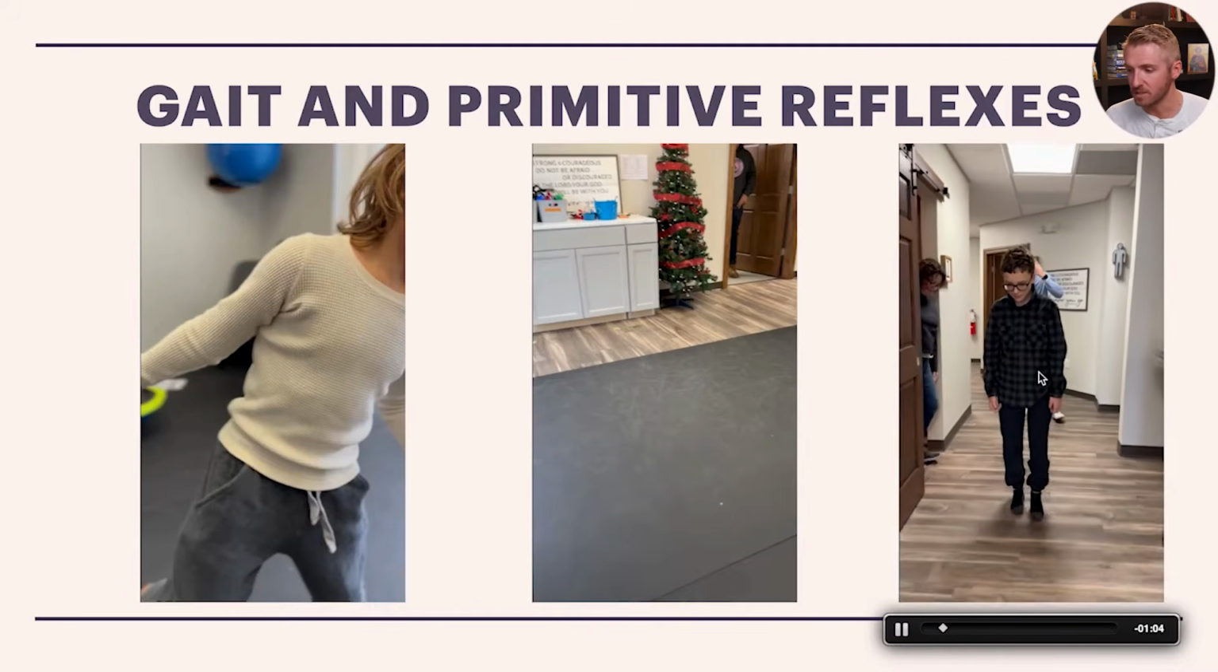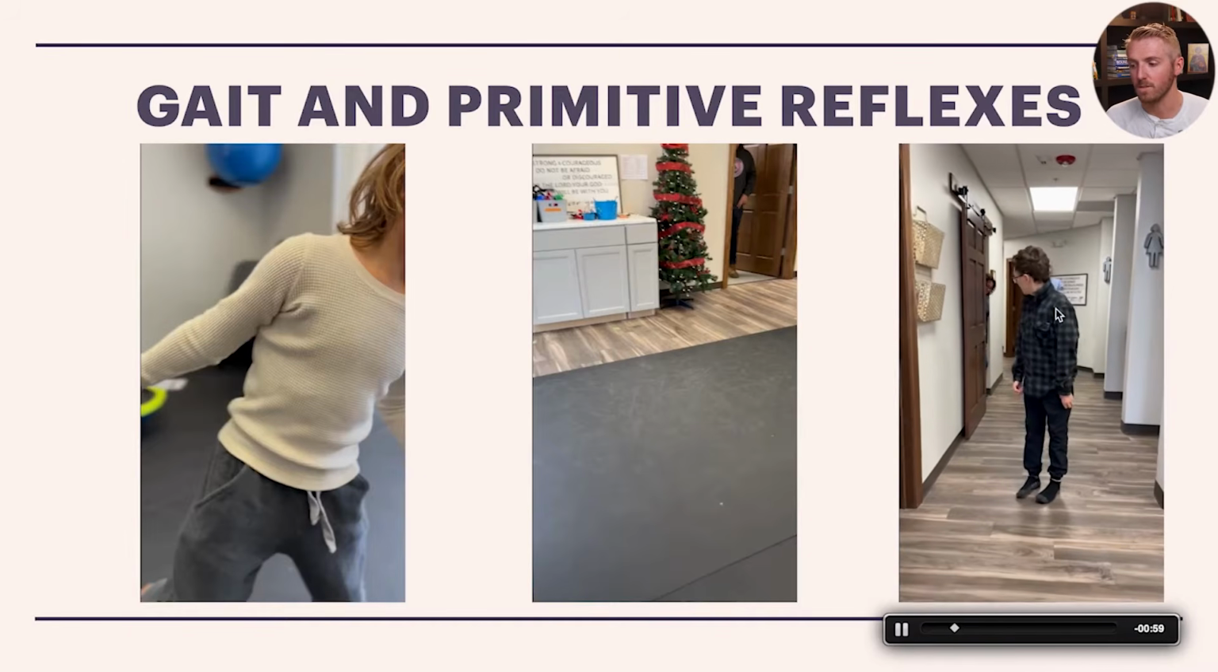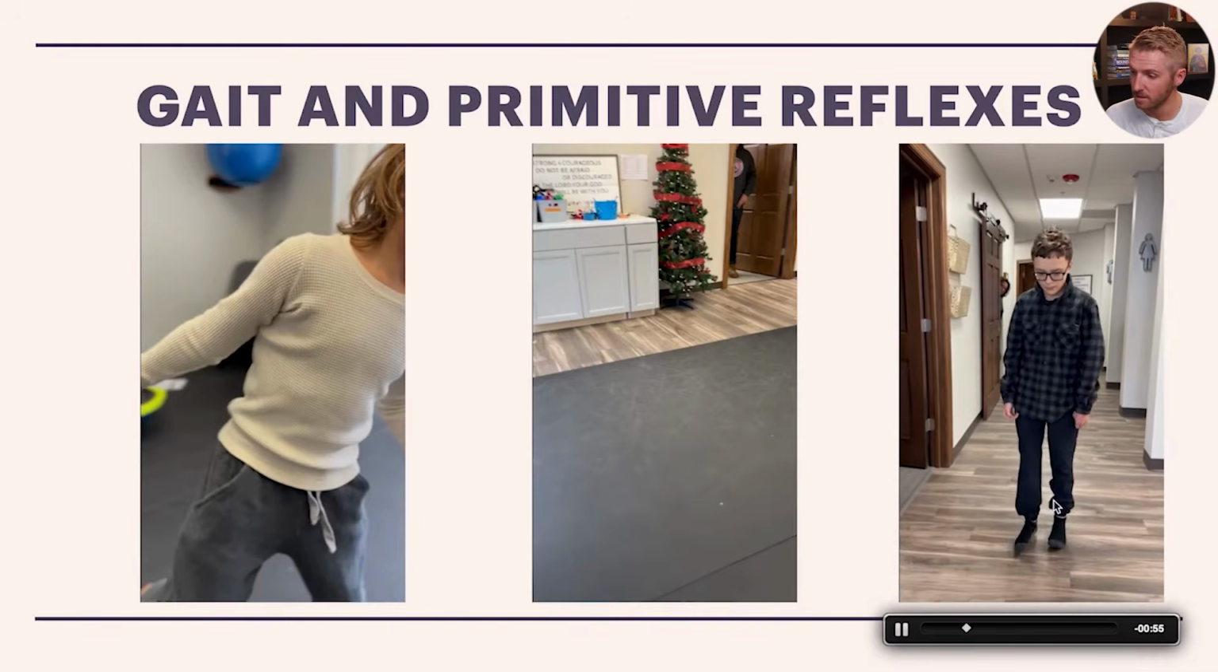Walking on the edge of his feet, he has no arm swing, meaning his frontal lobes aren't functioning well enough and his flexor muscles are overfiring, so he has zero arm swing at all.